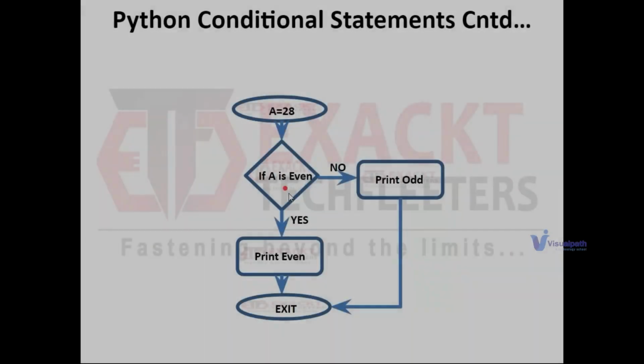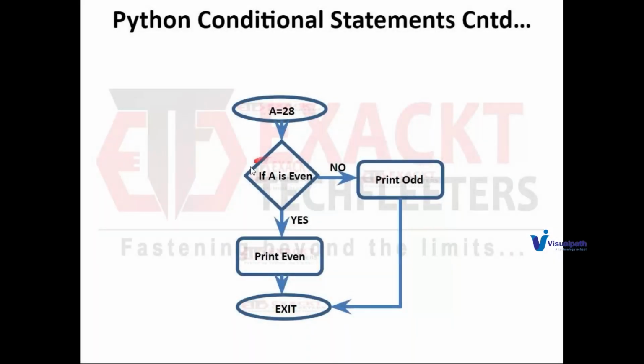Now if A is even, then it will execute this particular statement. Otherwise, if A is not even, then it will execute this particular statement. So for the time being, A is equal to 28, which is even. So this statement will be executed and exit will happen.